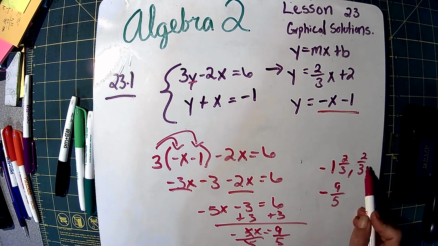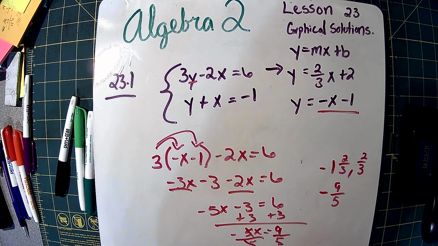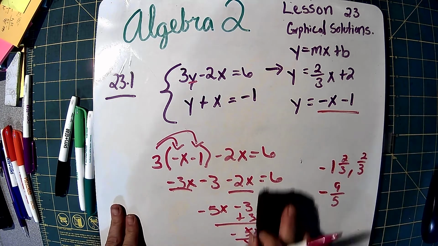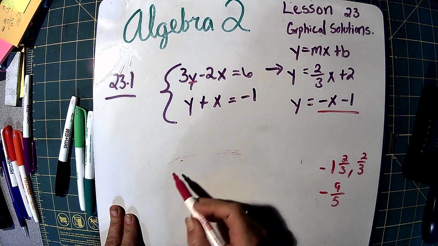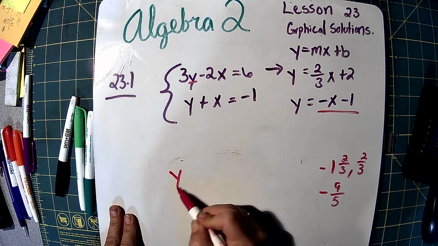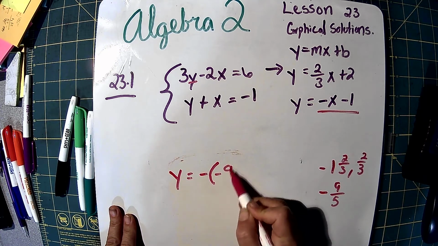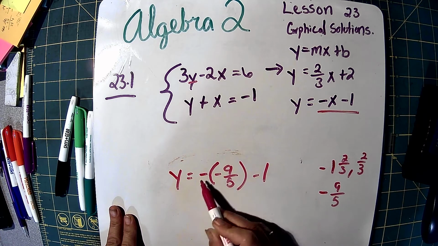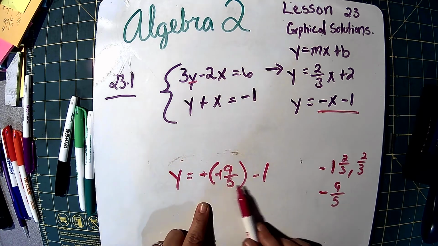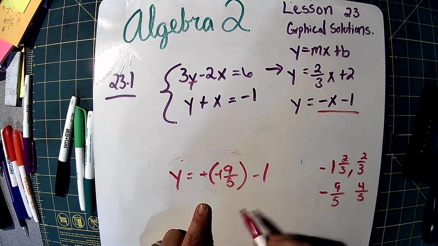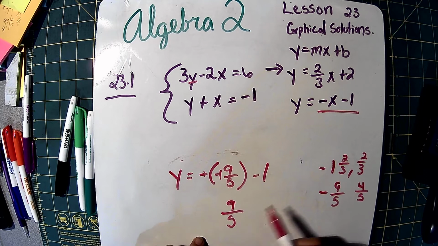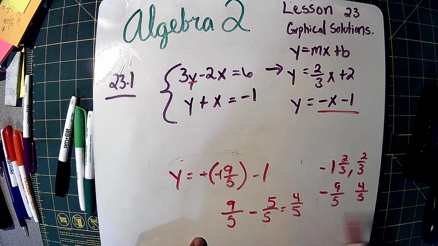And then to get our y value, we can plug this negative 9 over 5 into y equals negative x minus 1. So y equals negative 9 over 5 minus 1. So those would cancel and be positive. So it would be 9 over 5 minus 1, which would be 4 over 5. Because 1 is the same as 5 over 5. We're going to get 4 over 5, which is close to what I said. 2/3, 4/5. Those are close to each other.